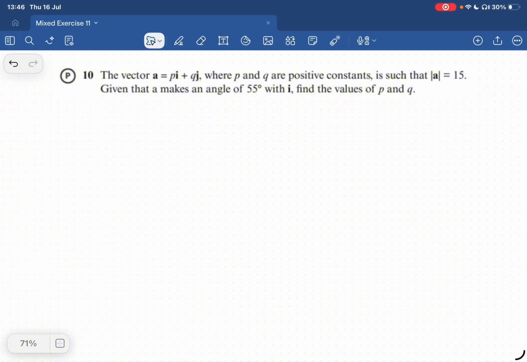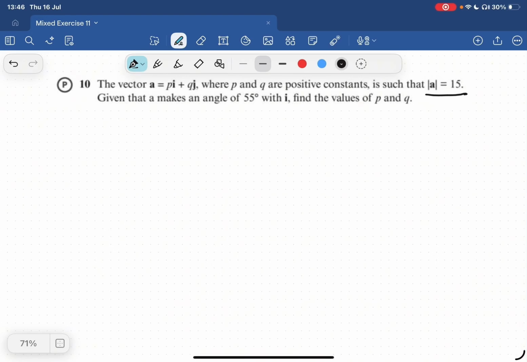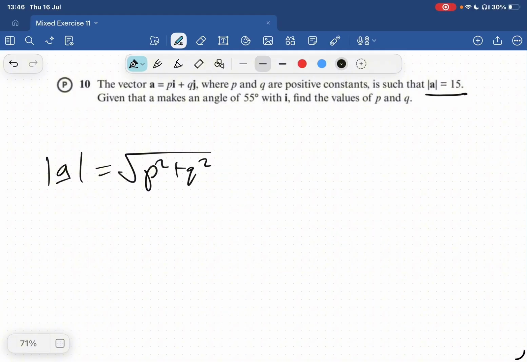Here's question 10. It's one of those questions where it feels like you don't have enough information, but you do. We're told that the magnitude of A is 15. Right away, I'm not even reading the rest of it. I'm going to represent what this means to us. If we were to find the magnitude of this and they were actual numbers, the magnitude of A is the square root of p squared plus q squared. And we know this is 15. So the square root of p squared plus q squared must equal 15. And that's our first fact.